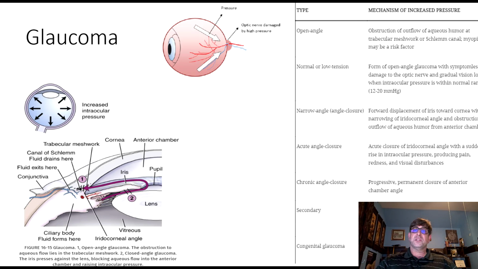This ocular disease is due to a buildup of aqueous humor, which cannot flow properly from the anterior chamber. As you can see, the pressure builds up and it puts pressure on the optic nerve right there, causing intraocular pressure, and it kills the nerve.